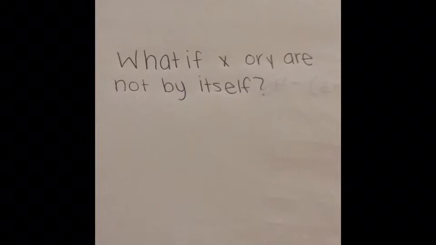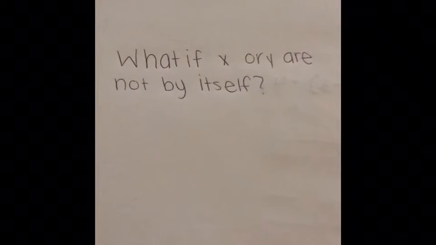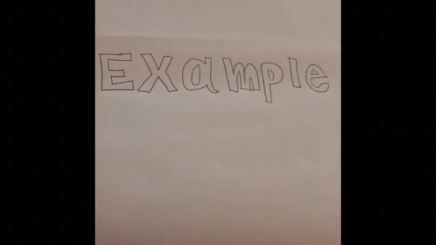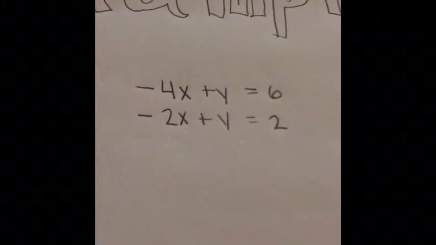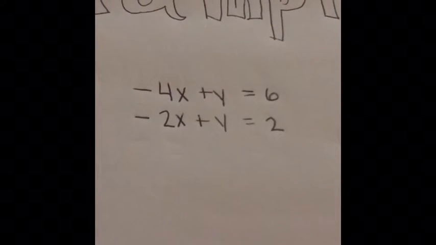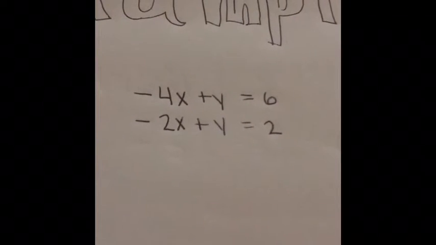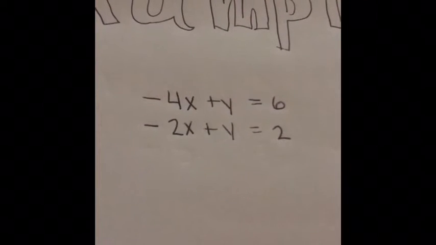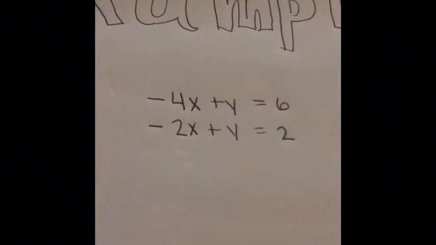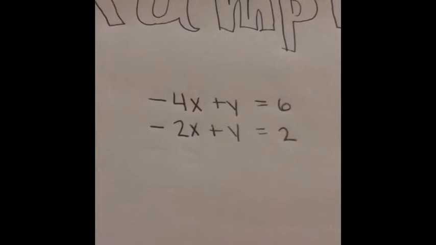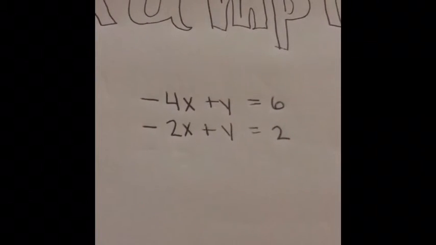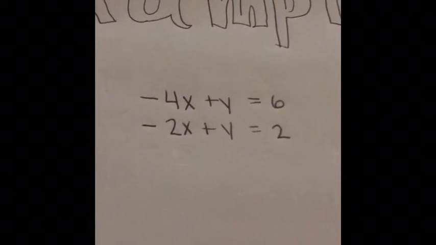What if you were in a situation that either variable aren't by themselves? Here's an example of what I'm talking about. So for example, negative 4x plus y equals 6 and negative 2x plus y equals 2. You could take one of the equations and get y by itself by solving a simple problem, and you only need to do this to one equation in order to solve it.